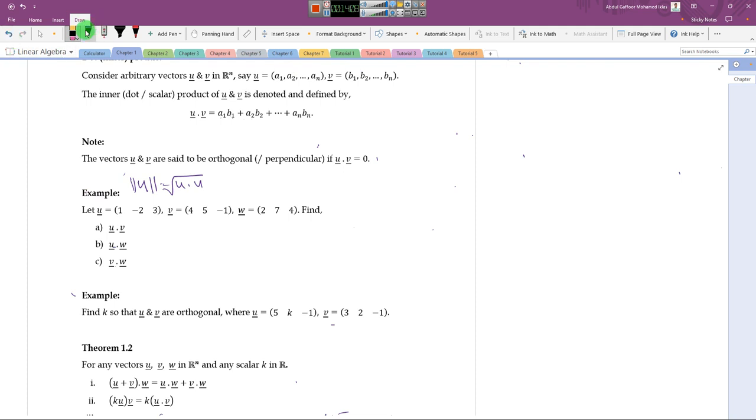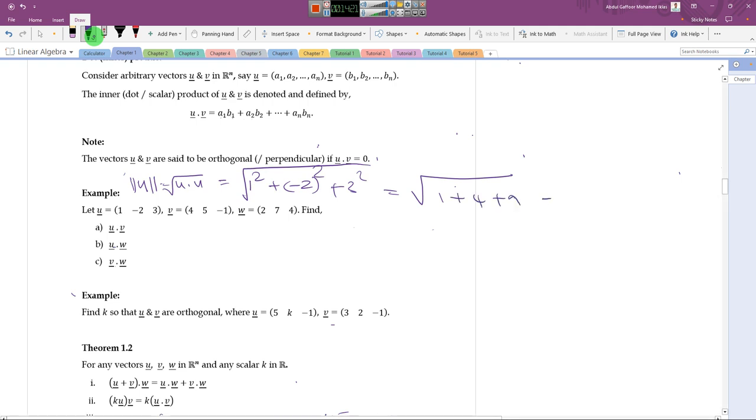Okay, right. So this will be equal to 1 squared plus negative 2 squared plus 3 squared, and we have to take the square root. So the square root of 1 plus 4 plus 9 will be equal to the square root of 14. Okay, right. Again, similarly, we can find the norm of v and norm of w as well. So please do it yourself and give me the answer in the comment section.